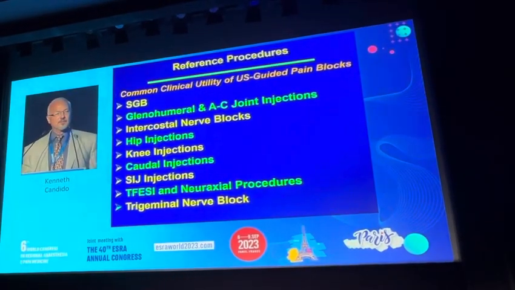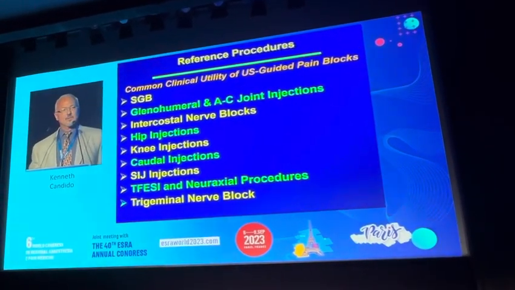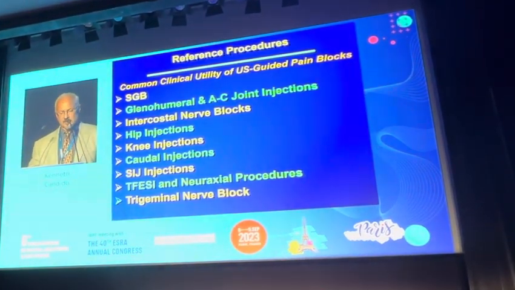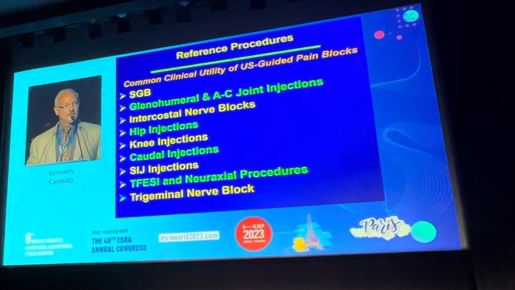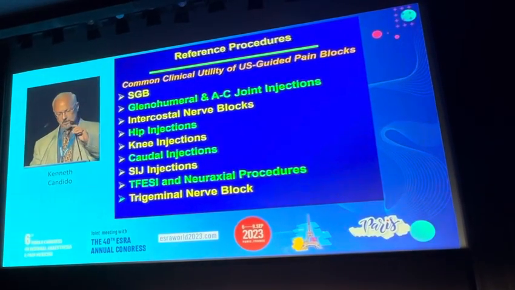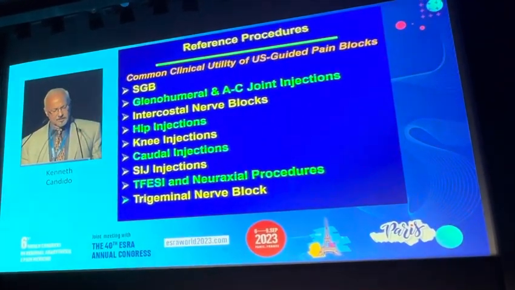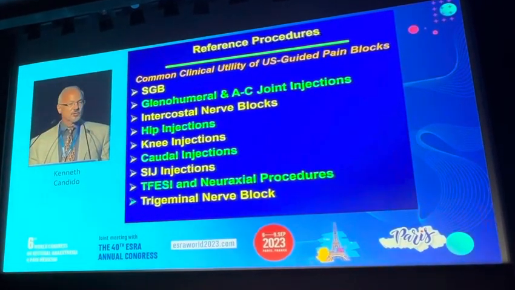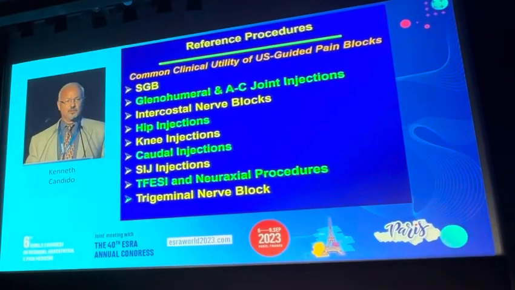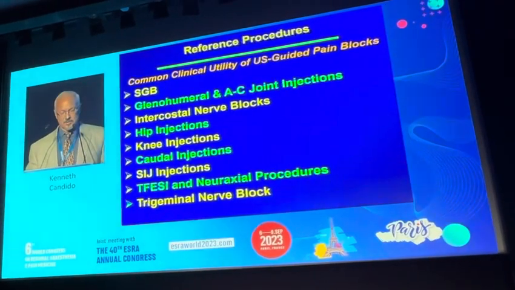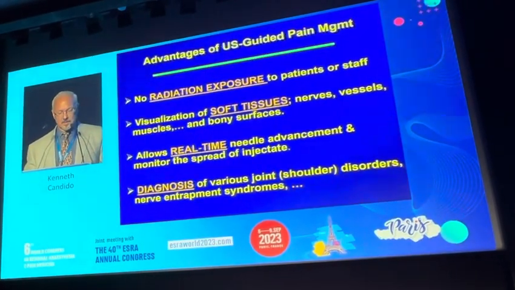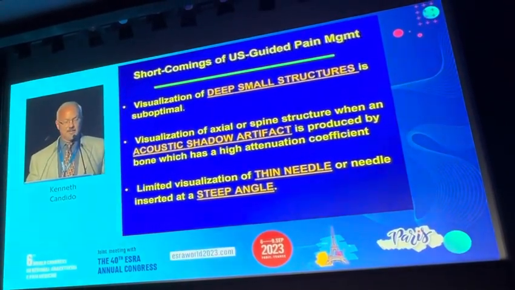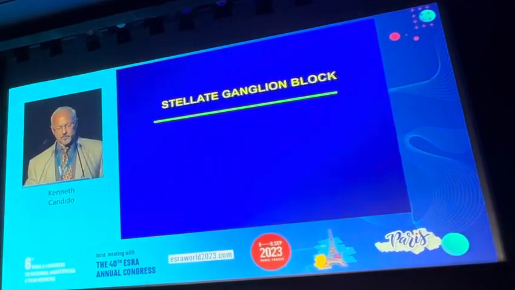I want to talk about several of the procedures that we commonly do in interventional pain management. There are 9 procedures: stellate ganglion block, shoulder injections, chest injections for intercostal blocks, injecting the hip, knee, steroid injections used in the caudal space, sacroiliac joint injections, and then if time permits, just a quick overview of transforaminal injections. You've heard some of this already, and we've heard about the advantages of ultrasound as well as some of its disadvantages and shortcomings, so I won't go through that.